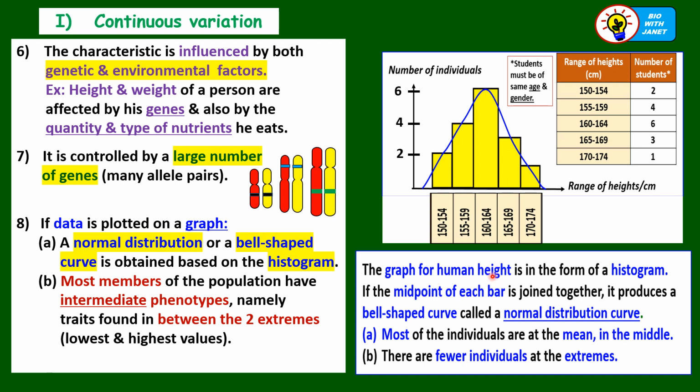Now, so the graph for human height is in the form of a histogram. If the midpoint of each bar is joined together, it produces a bell-shaped curve called the normal distribution curve, okay? Where there are more individuals in the mean, in the middle, and fewer individuals at the extremes, the shortest and tallest individuals. There are fewer of these individuals at the extremes.